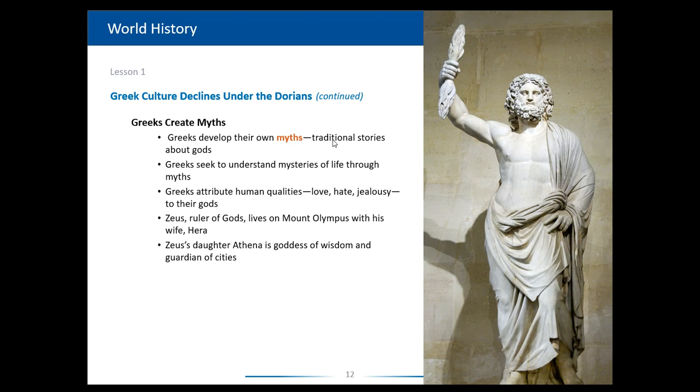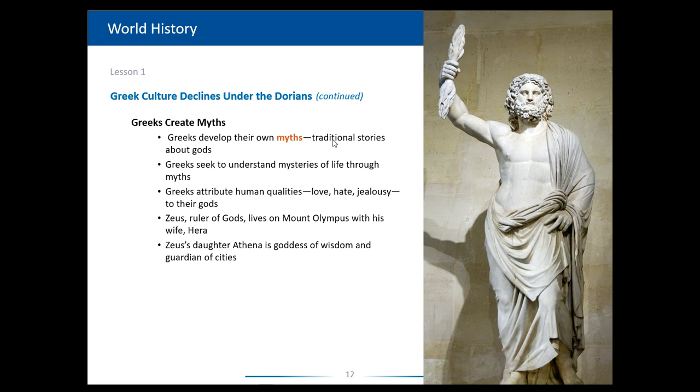The Greeks create myths, and these myths are developed. Myths are basically traditional stories about gods and goddesses. Greeks seek to understand mysteries of life through these myths, and the Greeks attribute human qualities, including love, hate, jealousy, to their idols or gods.